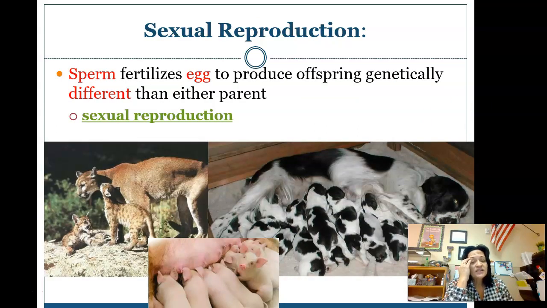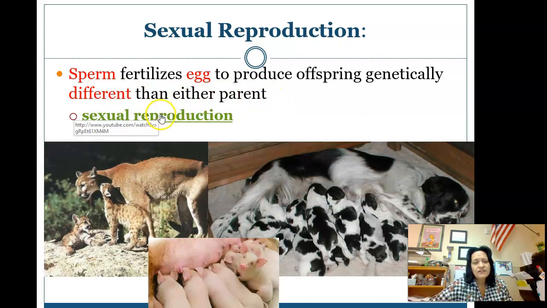Sexual reproduction. So there are two types of reproduction, sexual and asexual. Sexual reproduction is where a sperm fertilizes an egg and produces offspring that are genetically different than their parent. They're similar, but still different. So you can see, even the animals here, the spots are a little different, and they won't be exactly identical. Same thing with humans, right? You probably look like your parents, but obviously not identical.